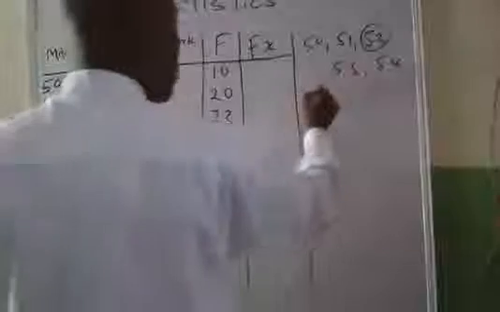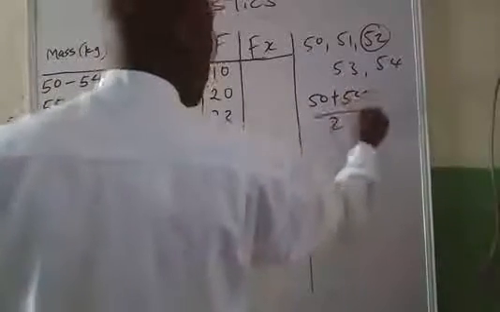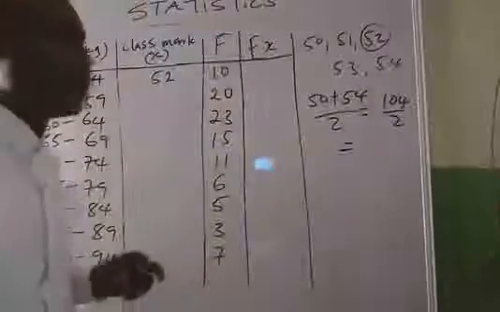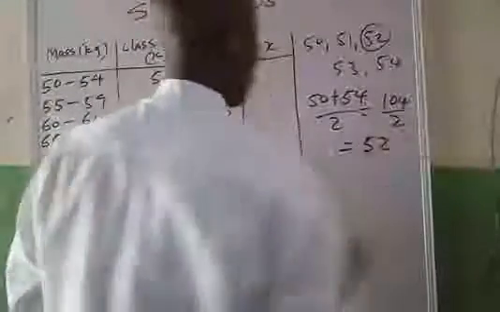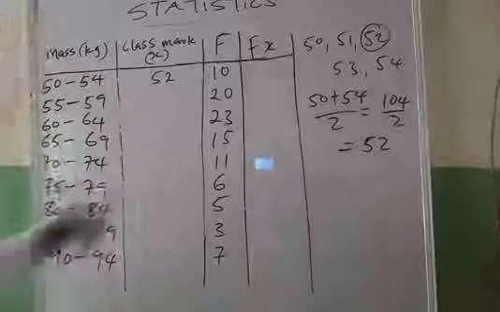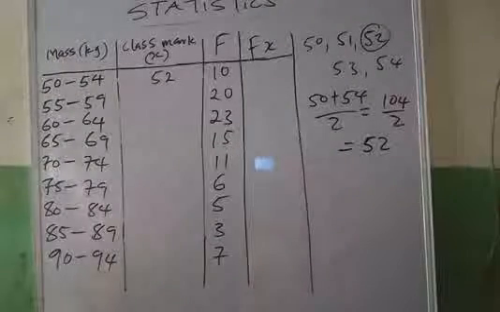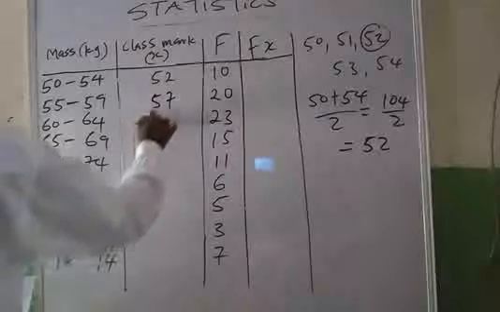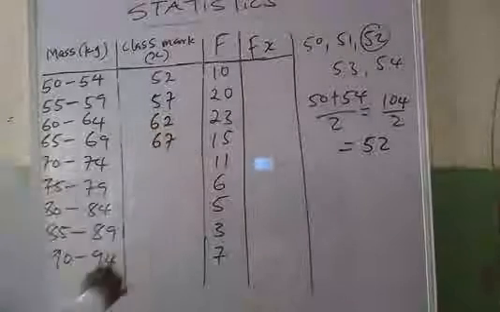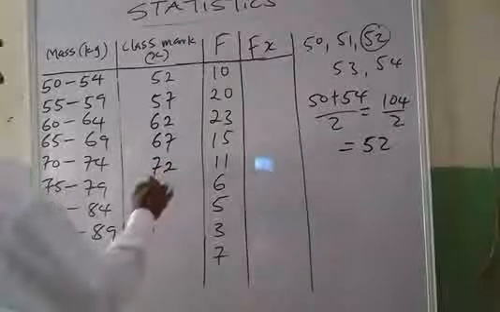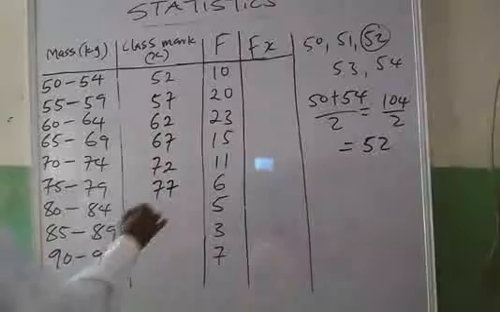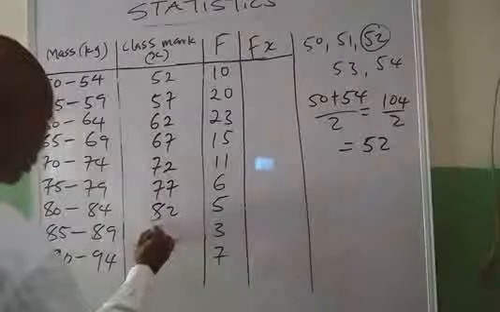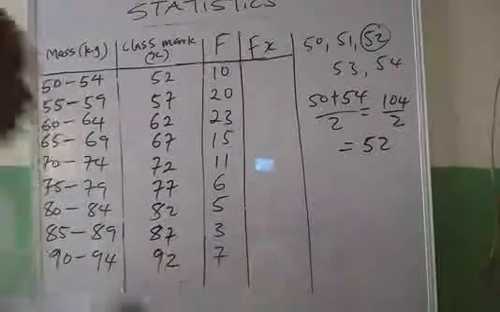Or you can say 50 plus 54 divided by 2. That will be equals to 104 divided by 2, and that will be the same thing as 52. So that is what you do for each of the class. If you do that for each of the class, this class will give us 57. This class will give us 62. That will give us 67. That will give us 72. That will give us 77. Here is 82. Here is 87. And here is 92.